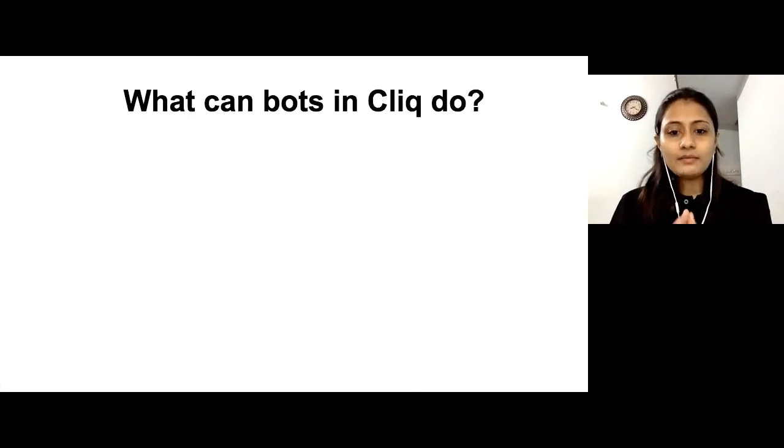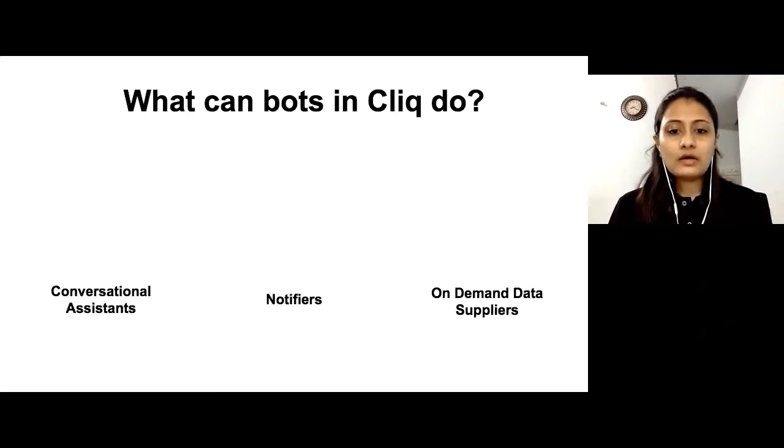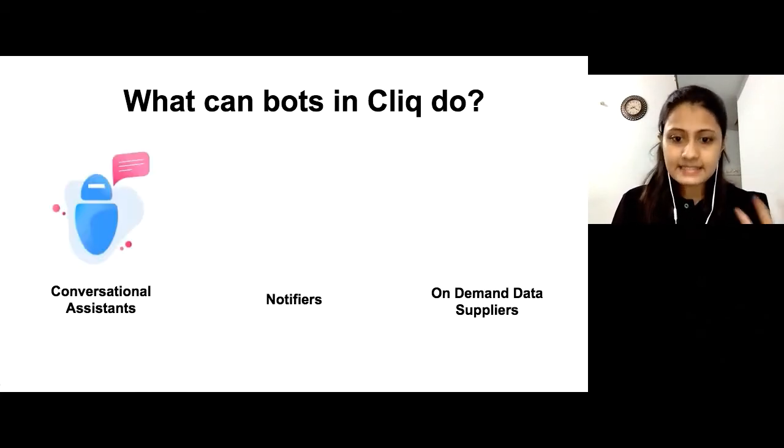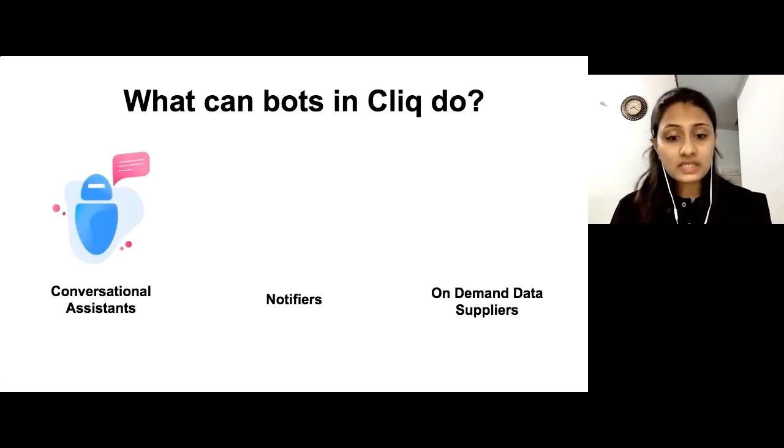So what can bots in Cliq do? Now, Cliq bots can perform a number of different roles. They can be friendly personal assistants, in the sense they can have a conversation with you, they can perform tasks, they can respond to questions, and basically have a one-to-one chat with you.